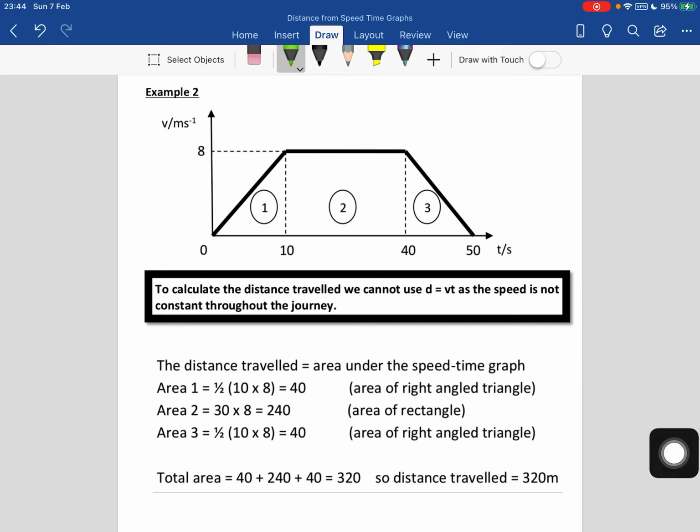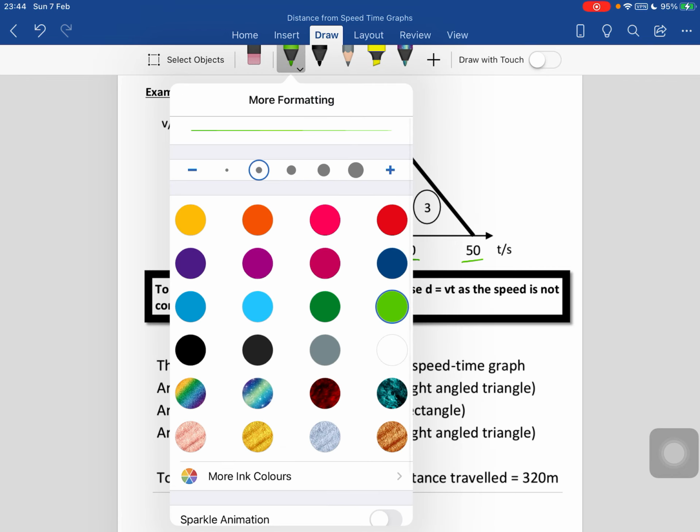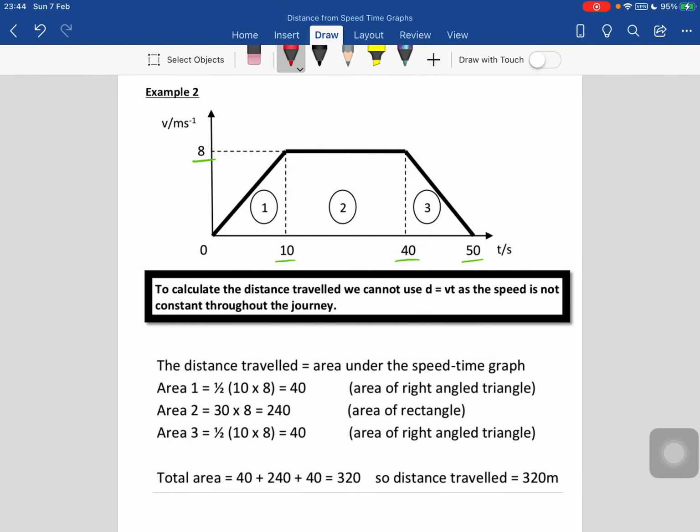So there's no scale on this example. Only the key numbers have been included because this is just a sketch of a graph. So this might be easier to work out where the numbers come from rather than having to read a scale. You can see that they've labelled the 3 parts of the graph as area 1, area 2 and area 3.